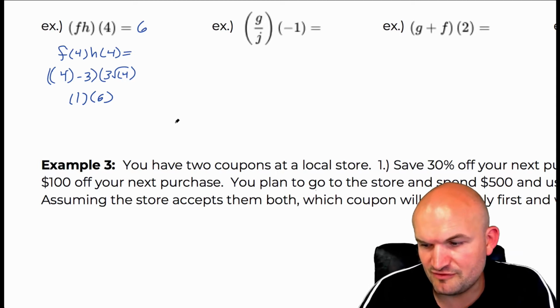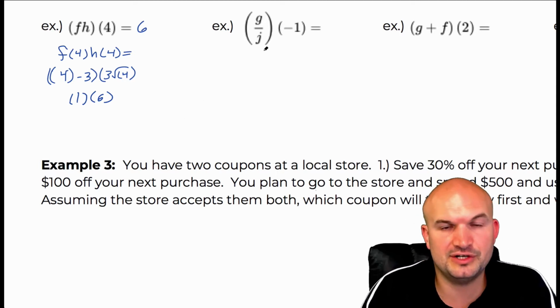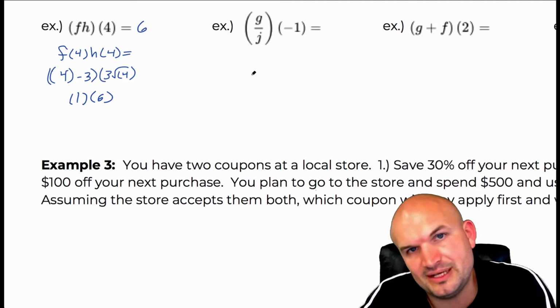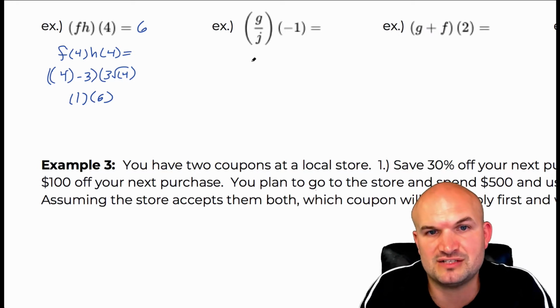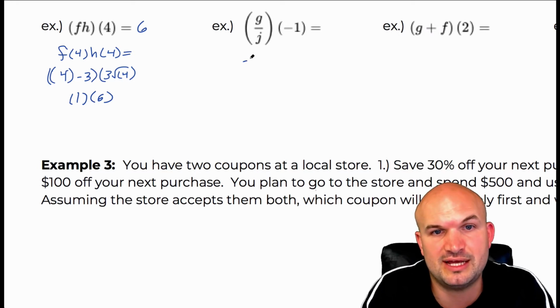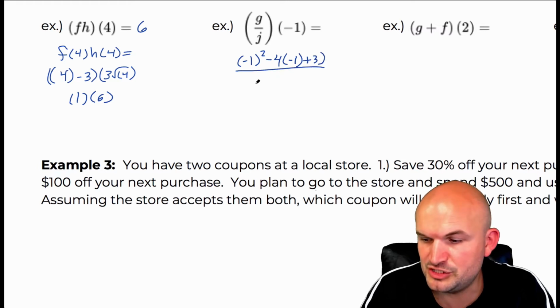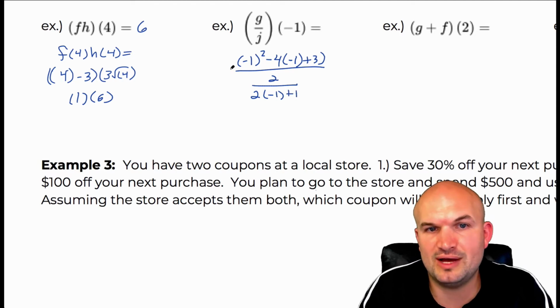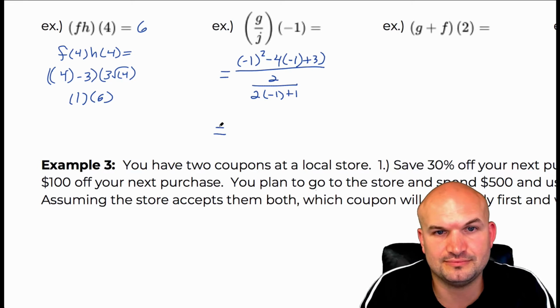Here I have g divided by j. So again, if we were going to be dividing, we'd have to be flipping and doing all this stuff. So I'm just going to take the g of x function and plug in -1. So that's going to be -1 squared minus 4 times -1 plus 3. And I am going to divide that by my j of x function, which is 2 divided by 2 times -1 plus 1.